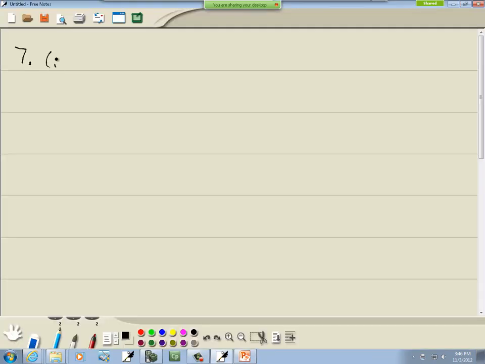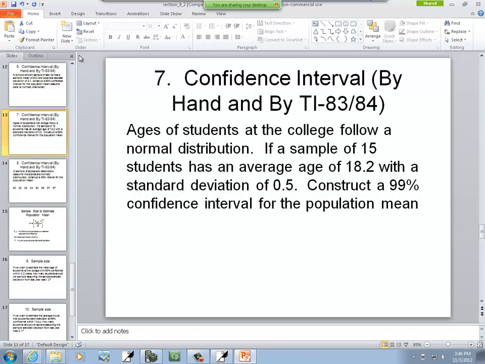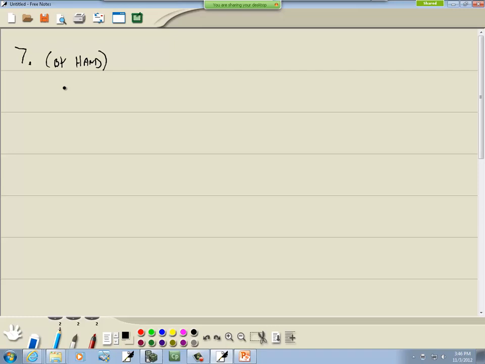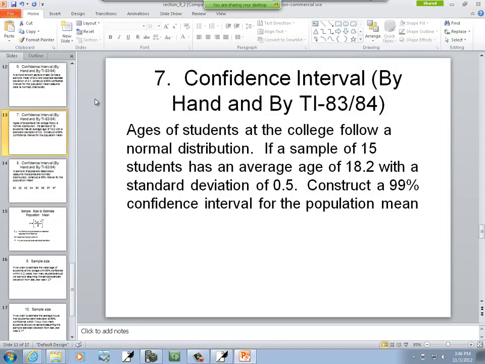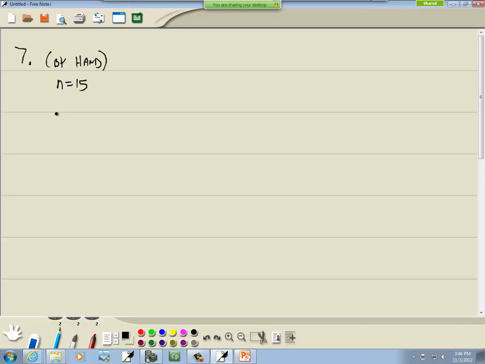Number 7 by hand first. It says, say the age of a student at the college follows a normal distribution. If a sample of 15, so n is 15, has an average age of 18.2. So X bar is 18.2.